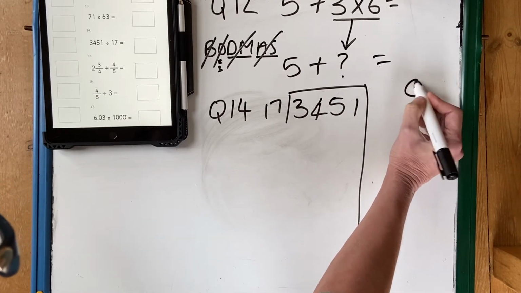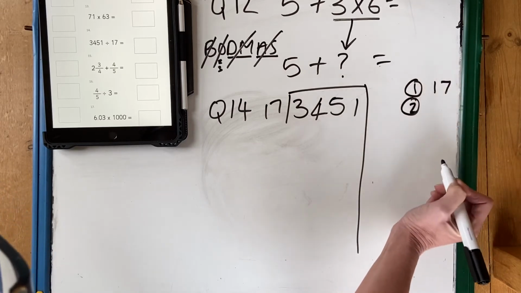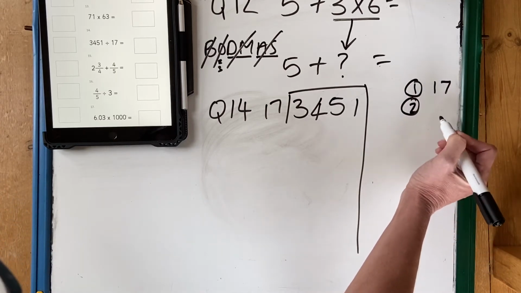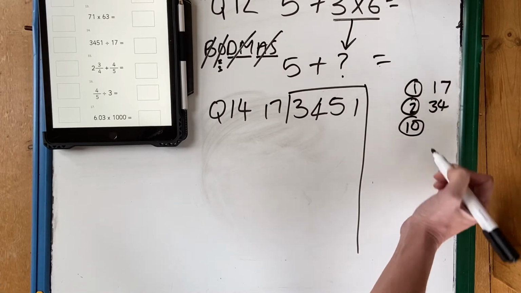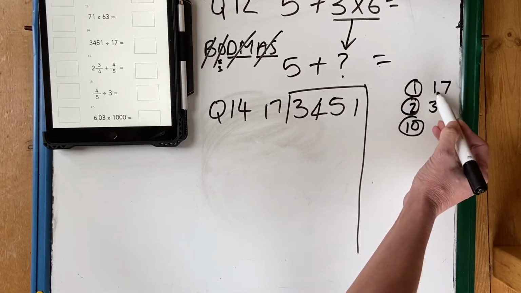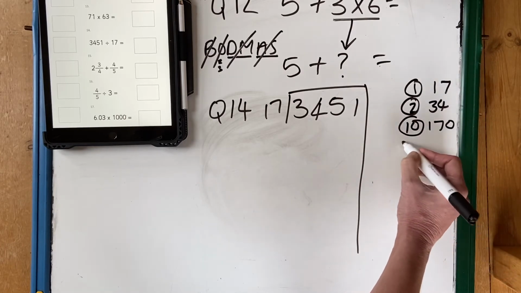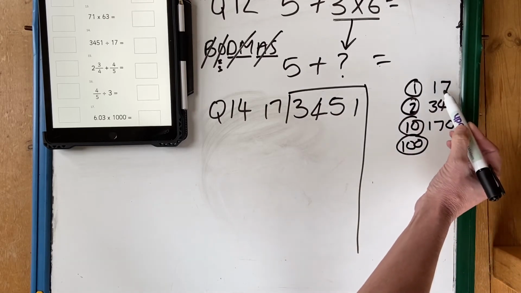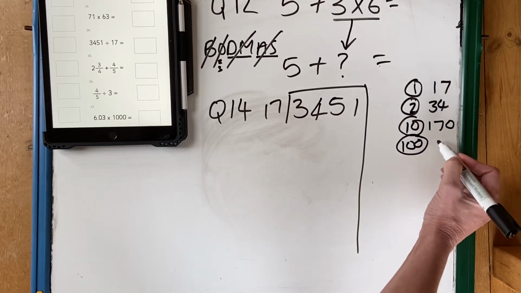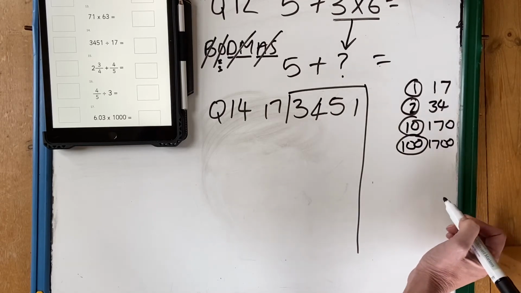So what is 1 17? 17. What are 2 17s? So 2 17s is 34. What are 10 17s? Well, there's 17. Multiply it by 10, 170. What are 100 17s? Well, there's 10 17s, 170. Multiply it by 10 again, 1,700.